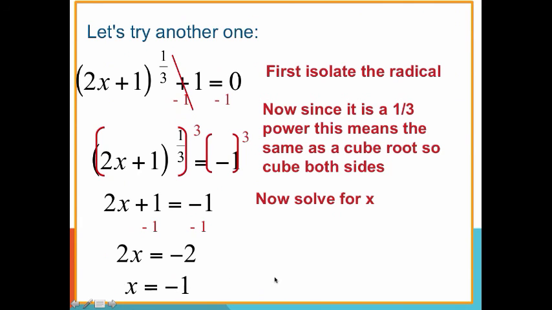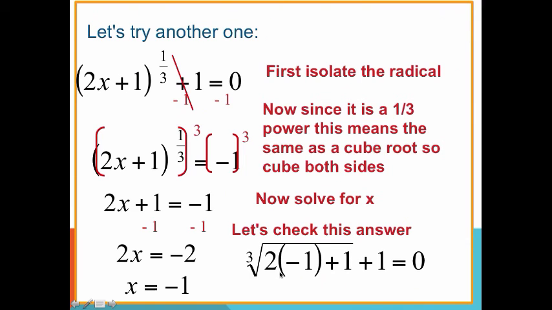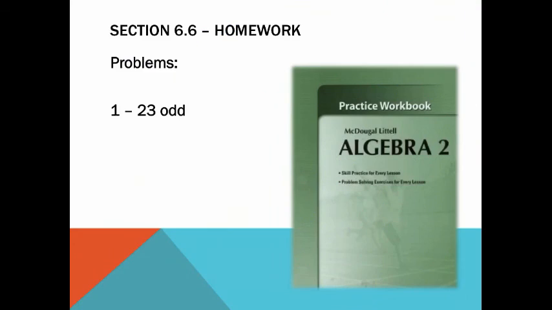You should check this solution and plug it back in and make sure it's correct. So let's go ahead and check it. Again, this is the cube root of 2 times negative 1 plus 1, and then plus 1. You should notice that when you do this operation, you get 0 equals 0. So this is actually a solution to my problem. So x equals negative 1 is the real answer.